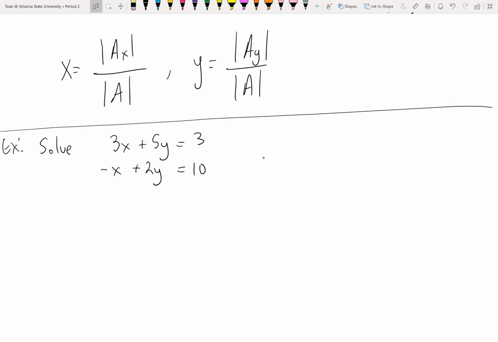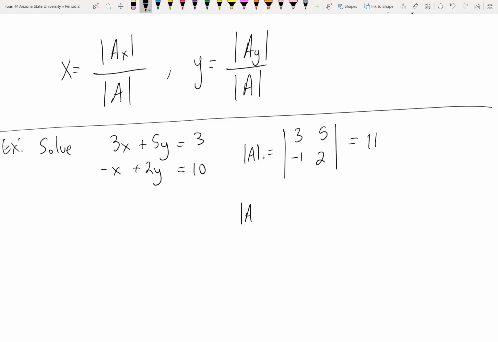Well, let's set up our matrices. So let's find the determinant of the coefficient matrix. The determinant of A is the determinant of 3, 5, negative 1, 2. Are we okay with where I got those numbers? Right. So this is just yesterday's lesson, crisscross subtract. Let's see if we can do this in our heads. 6 minus a negative 5 would be a positive 11.